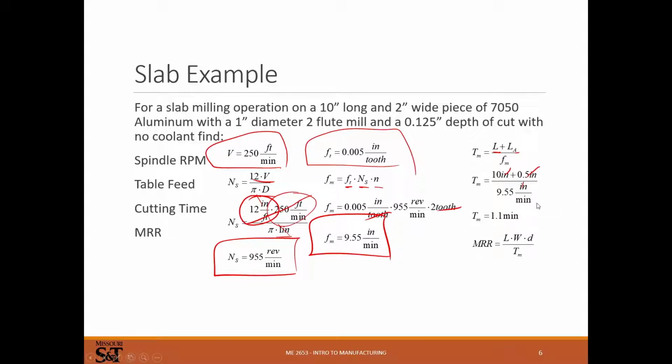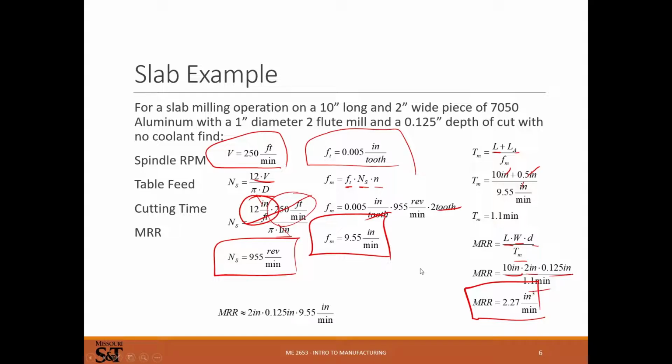Material removal rate: length times width times depth divided by time. So it's a 10-inch long cut, 2 inches wide, 1/8 of an inch depth, divided by 1.1 minutes. This gives us cubic inches per minute, 2.27 cubic inches per minute. If we use the estimated form where we just do width times depth times feed rate, that's going to be 2.39 cubic inches per minute. It's a little different. That's the number I'd use for spindle horsepower estimation.